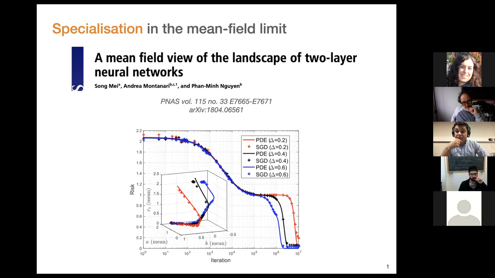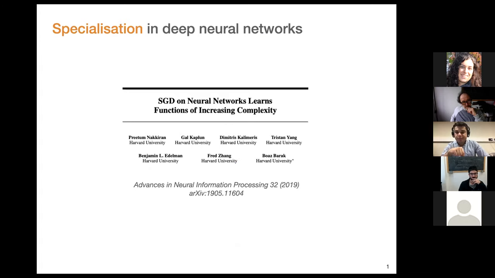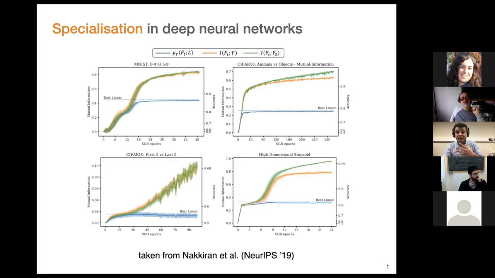What's maybe surprising is that it also happens in deep networks. So this is a very nice paper that came out at NeurIPS last year. NeurIPS is sort of the biggest machine learning conference. And what these guys showed, Preetam and the group at Harvard, is that they basically looked at specialization in deep neural networks. So they trained deep networks on a real image data set. So this was CIFAR-10.